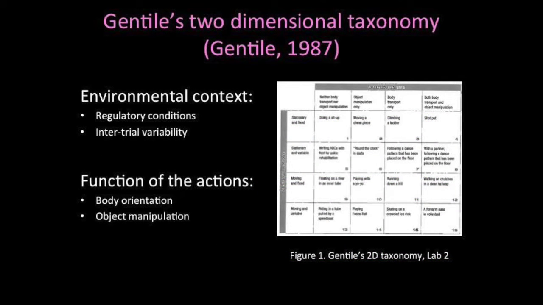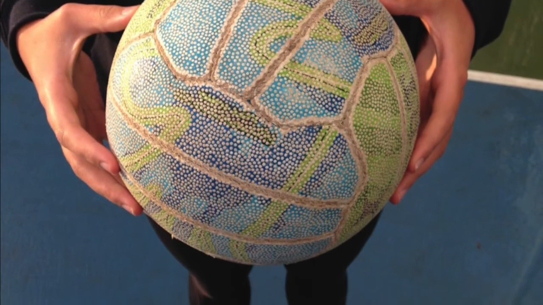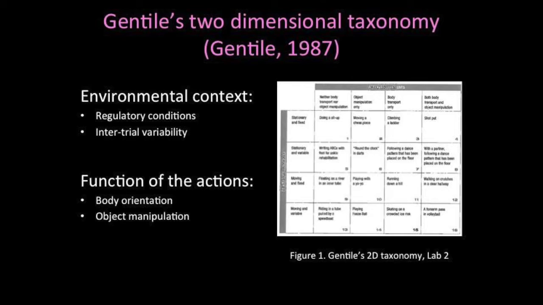Gentile's two-dimensional taxonomy theory is composed of the environmental context and the function of the actions. For the netball shot, the regulatory conditions, which are characteristics of the environment that control the movement, include the netball itself and the ring height, which are stationary, and the weather or the amount of people, which are in motion.